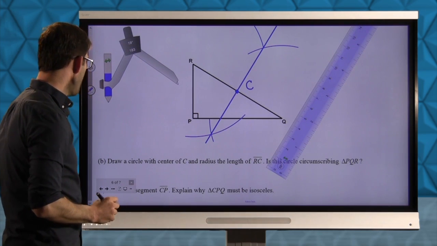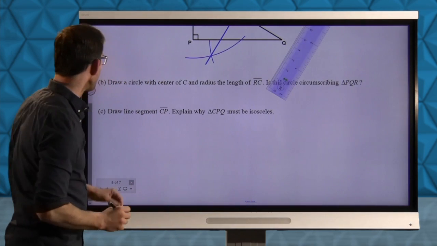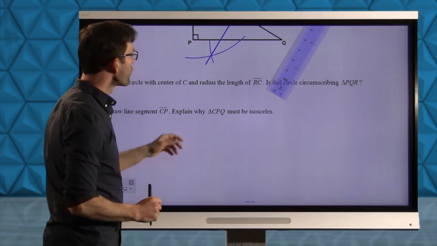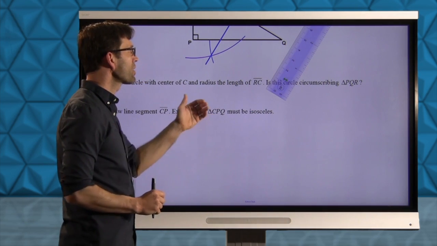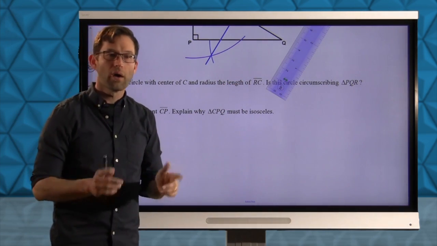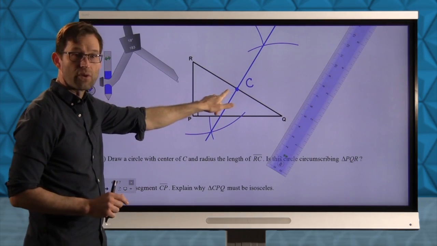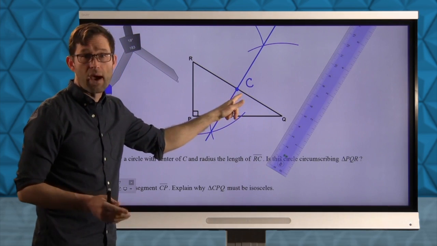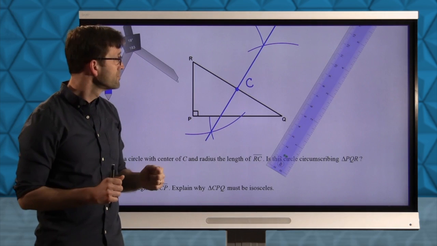All right, now, part B of this problem, let me extend the page a little bit, says draw a circle with a center of C and a radius that's the length of RC. Is this circumscribing triangle PQR? So in other words, what I'd like you to do now is draw a circle that has that as its center and has RC, or QC, it doesn't matter because they're equal in length, as the radius. Go ahead and do that really quick.